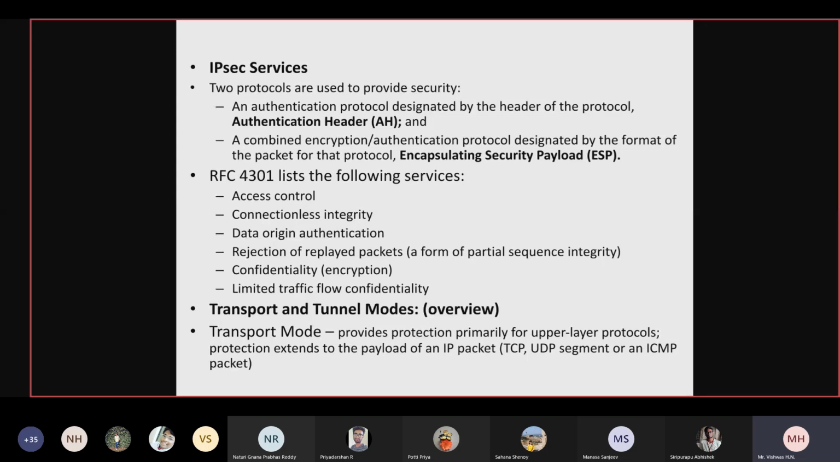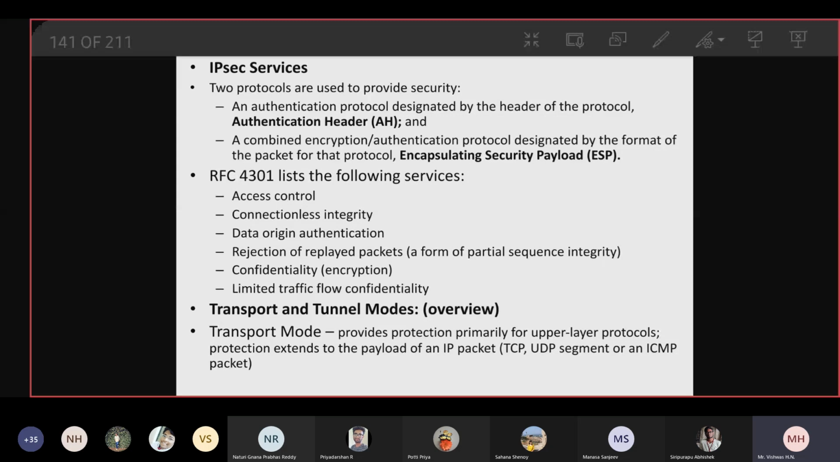The next thing is there are two modes of communication by IPsec. They are transport mode and tunnel mode, students. Just give me a second.